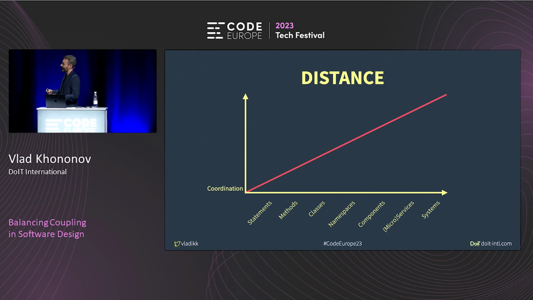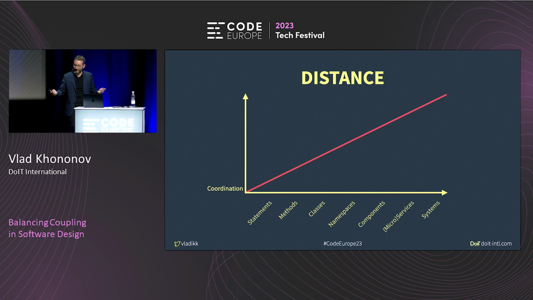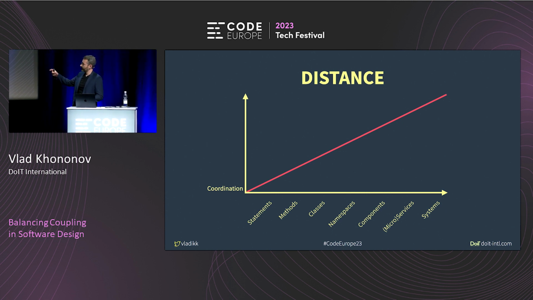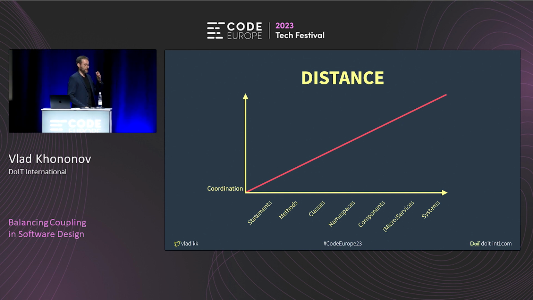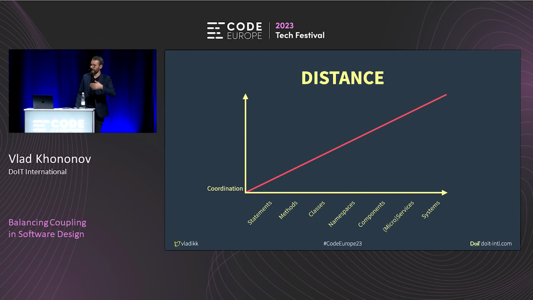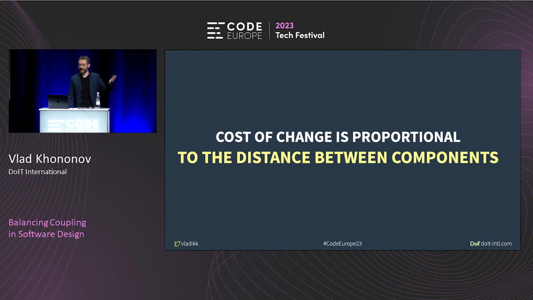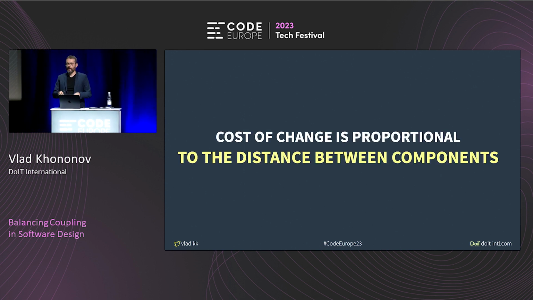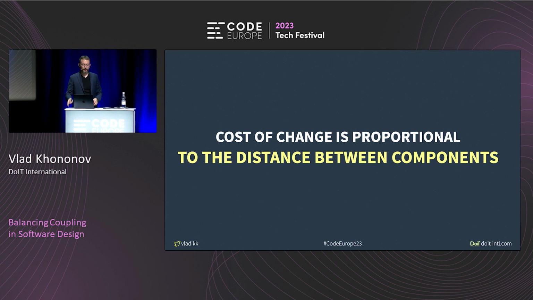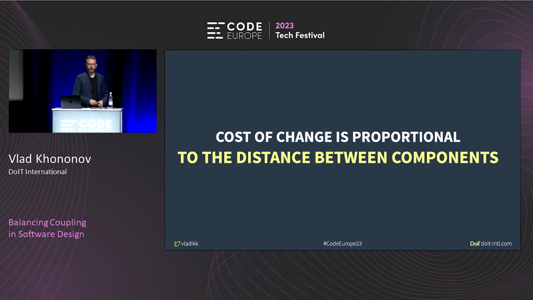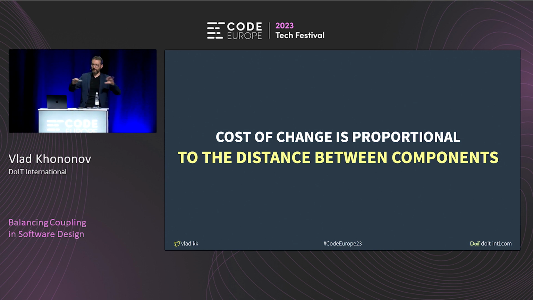So if we're talking about statements in the same method, easy. If we're talking about two microservices that have to change together, we need a lot of coordination effort to make that happen. Coordination effort both in terms of development and testing and deployment, etc. All the fun things. So in other words, the cost of making a change is proportional to the distance between the affected components. The further they are spread apart, the more coordination effort will be needed.